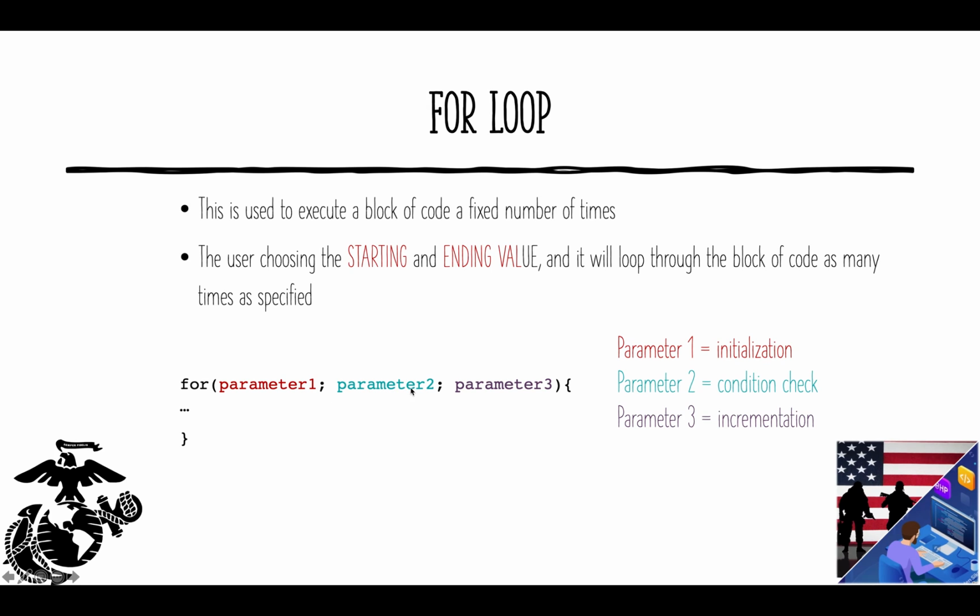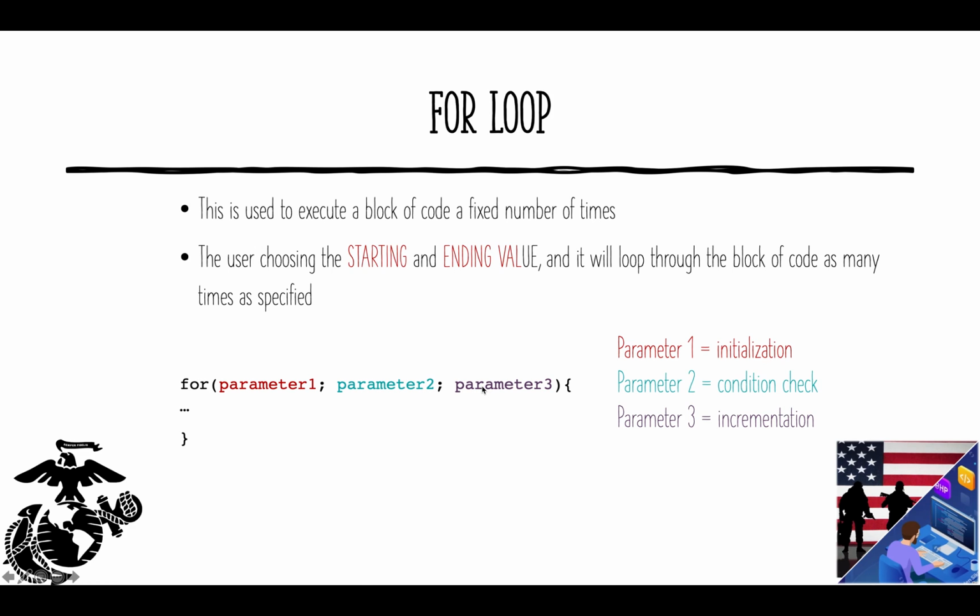Next is the second parameter. The second parameter is your condition check. This gets checked on every single iteration. So every time that a loop goes through, it executes the code and it goes back up to the top of the for loop. This will get checked on every single iteration.